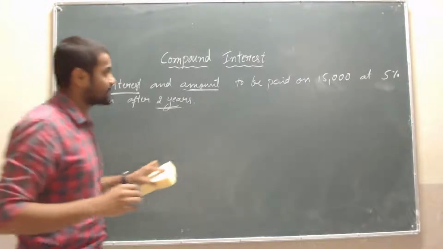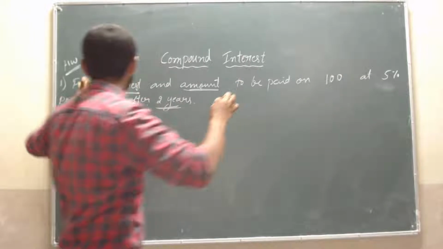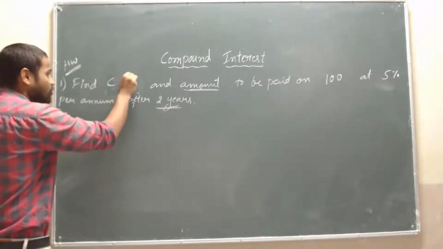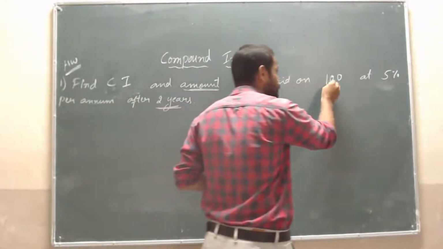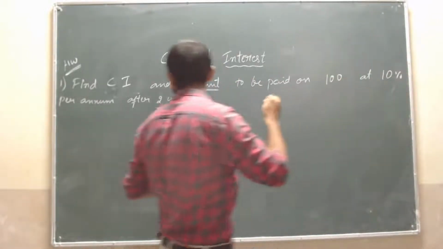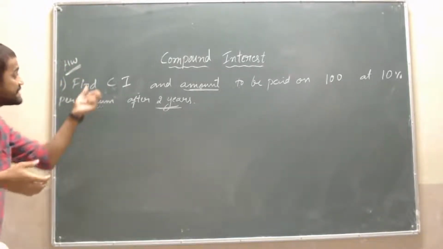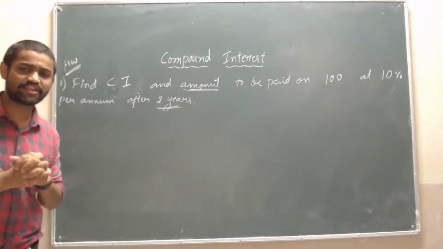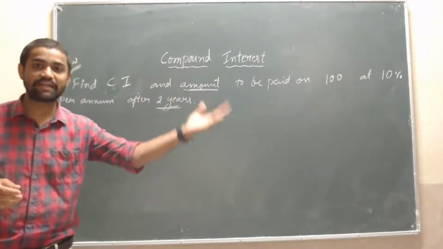Now we have compound interest. So again, I will take one more example, that is here. Find out the compound interest and amount to be paid on 100 rupees at 10% per annum after 2 years. Here we have to find out CI. CI is nothing but compound interest. Compound interest is interest on interest.